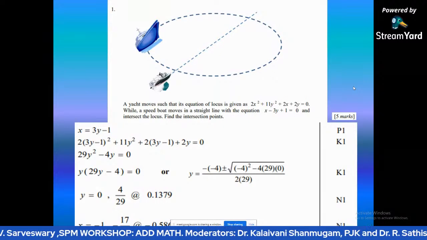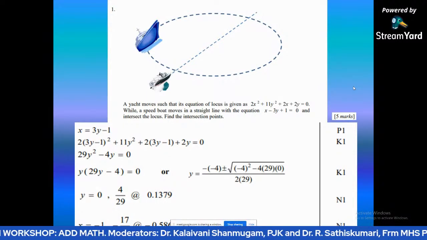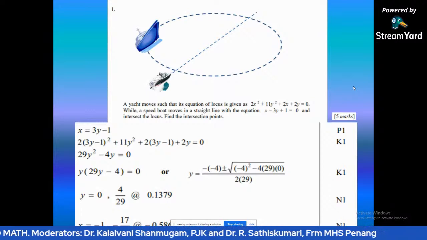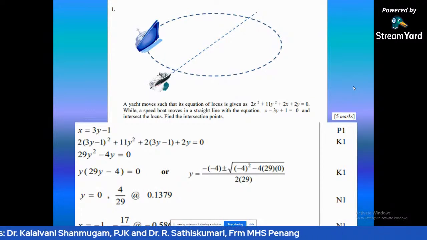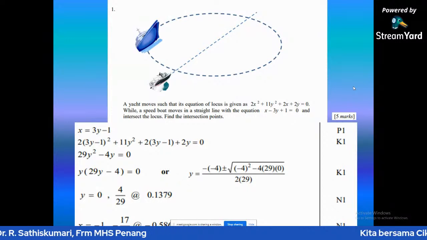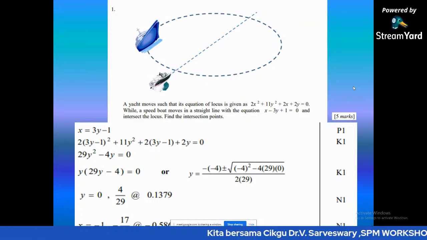A yacht moves such that its equidistance locus is given, locus equation given. Then another linear equation is also given. So find the intersection point. Same as what you do for simultaneous equation, just that they have given it in a real life situation. Okay, so don't get panic with these real life situations. It's the same easy question.